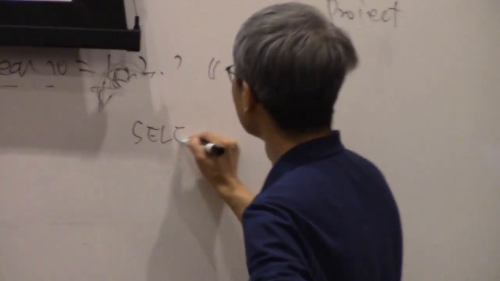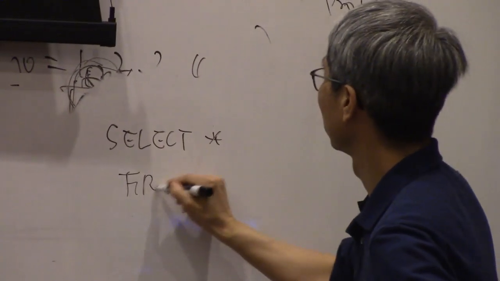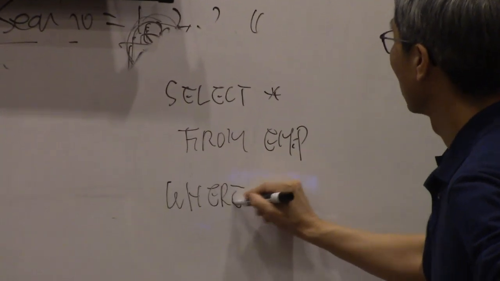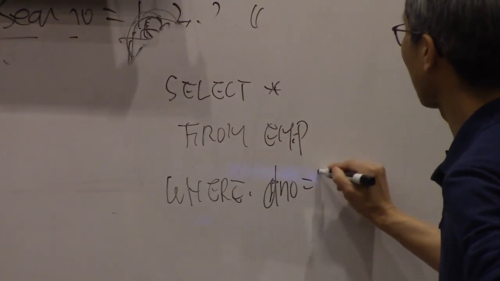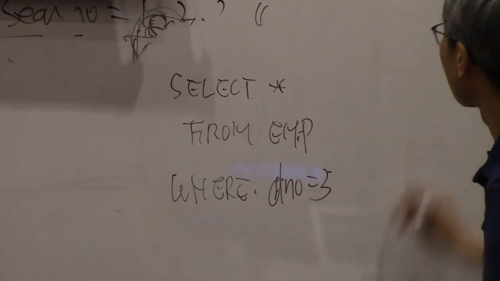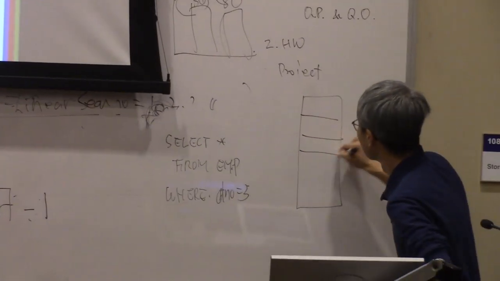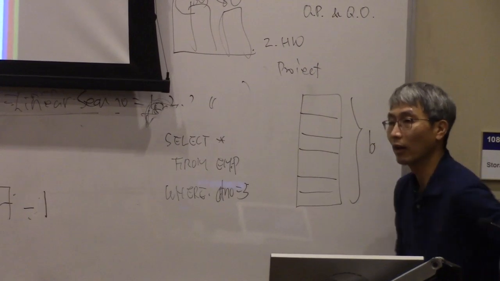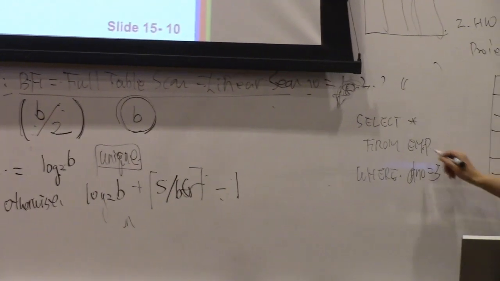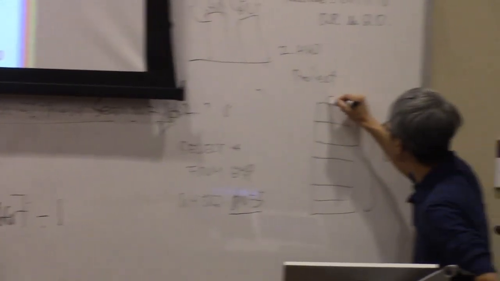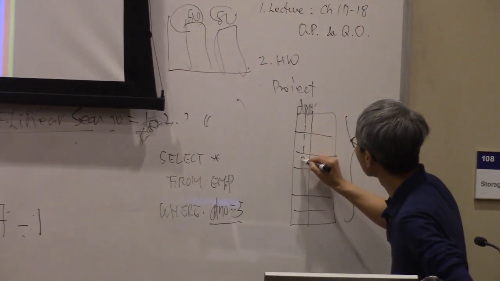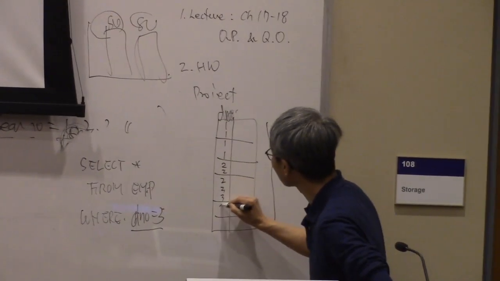Select asterisk from employee where the DNO is equal to 3. Okay, we'd like to optimize this query and calculate this. So the table has B number of blocks. Full table scan, brute force, B over 2, no problem. But if we use the DNO, the table is ordered by DNO. So like this: 1, 1, 1, 1, 1, 2, 2, 2, 3, 3, 3, 3, 3.